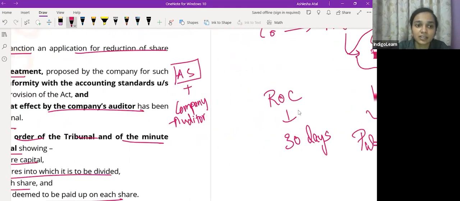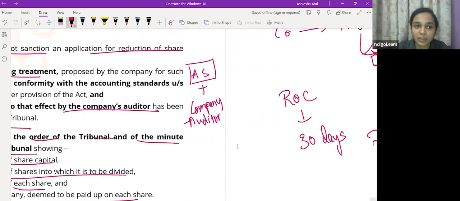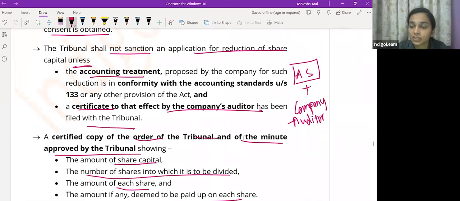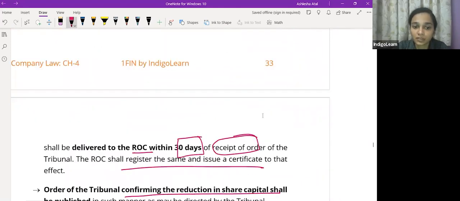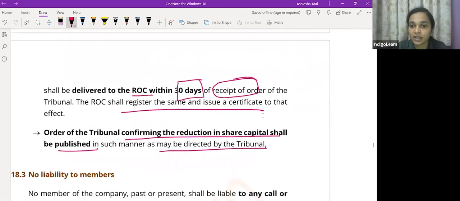So these are the conditions which have to be complied with by the tribunal when the tribunal is sanctioning an order confirming reduction in share capital.